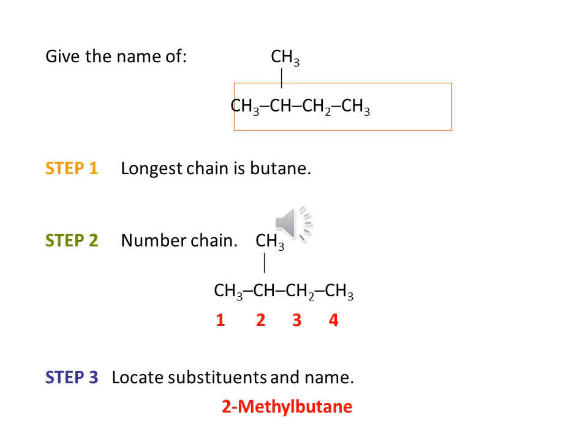The first step in the naming of an alkane is the selection of the longest continuous chain. So here in this example, I have selected a longest continuous chain which comprises 4 carbon atoms. So the parent name of the longest chain is butane. Then I will start the numbering from that side from which the substituent gets the lowest number. So in this example, the substituent comes at carbon number 2. So the name of the molecule is 2-methylbutane.